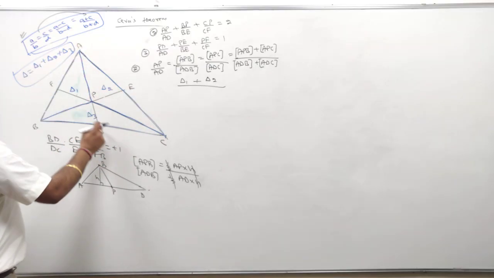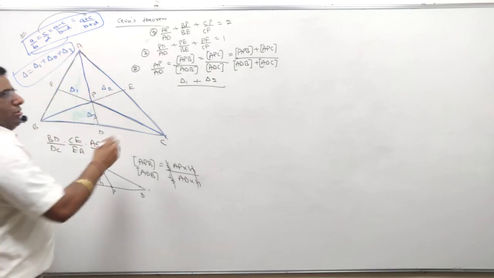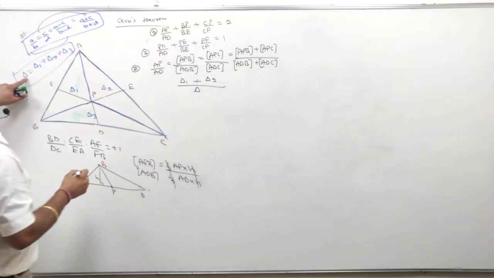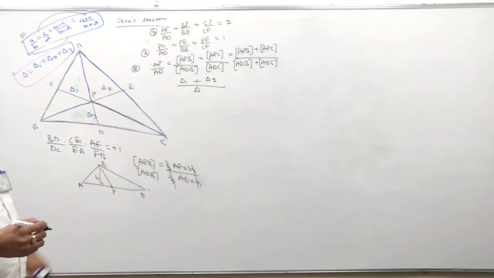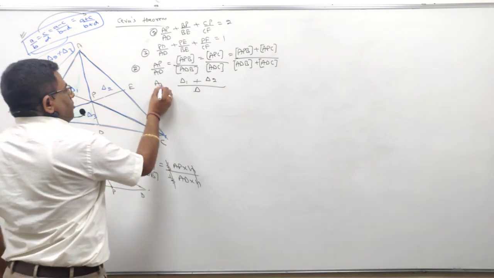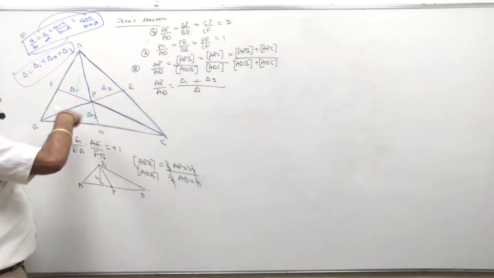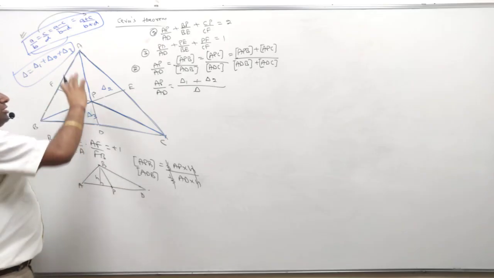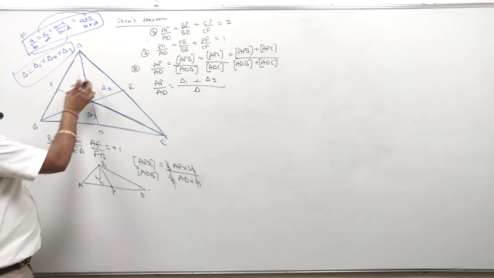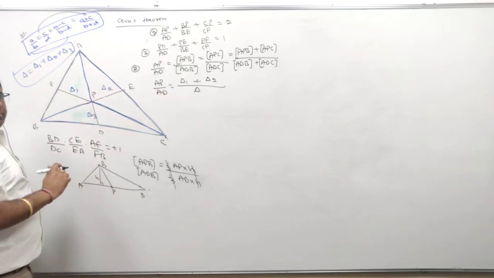ADB plus ADC becomes area for triangle ABC, which is delta. And we know that delta is equal to delta 1 plus delta 2 plus delta 3. So we can get AP upon AD. This is one of the important results. That is, if ABC is any triangle and AD, BE, CF are any three concurrent lines, then this side upon total side is equal to this area plus this area upon total area.